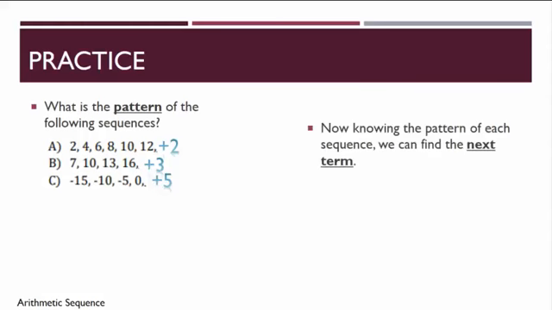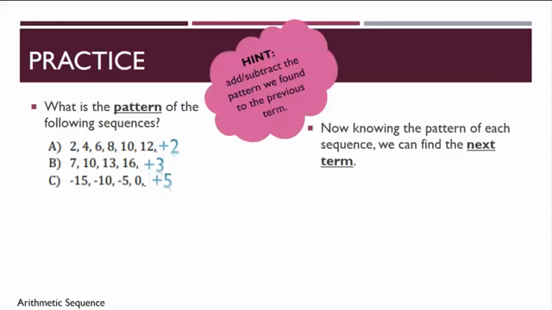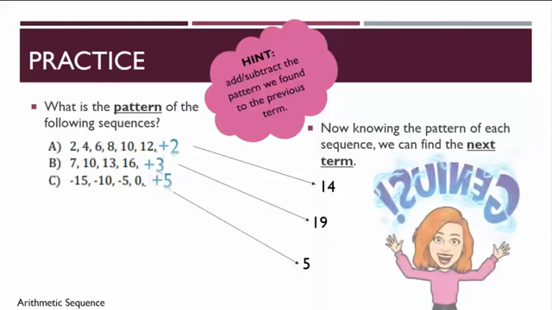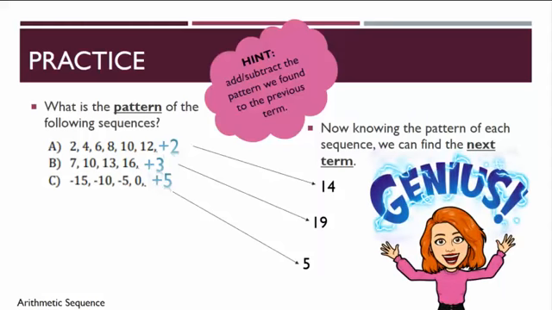Now knowing the pattern of each sequence, let's find the next term. How do I do that? By just applying the common difference you found. So I'm either going to add or subtract the pattern we found to the previous term. For example, letter A, increasing by 2, so I'm going to add 2 to 12 to get the next term, which is 14. And then you do the same thing for every other one. So 16 plus 3 is 19, 0 plus 5 is 5. These are my next terms in the sequence.